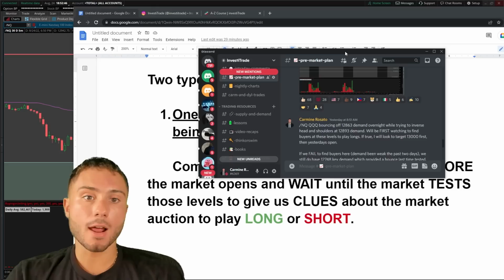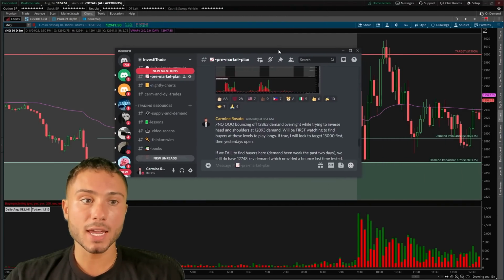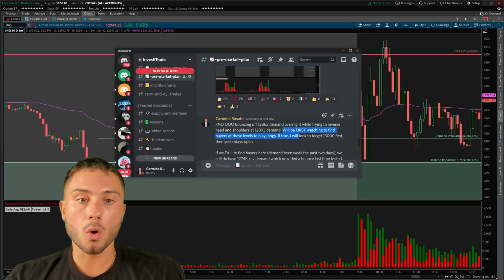I did not take this setup because I was in the S&P 500. We had demand at 12863, which is this green box down here. And we were trying the same thing, inverse head and shoulders off 12893 demand. We'll first be watching to find buyers at these levels to play long. I'm going to target 13,000 first.